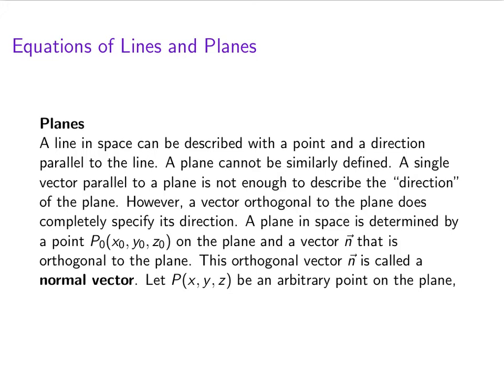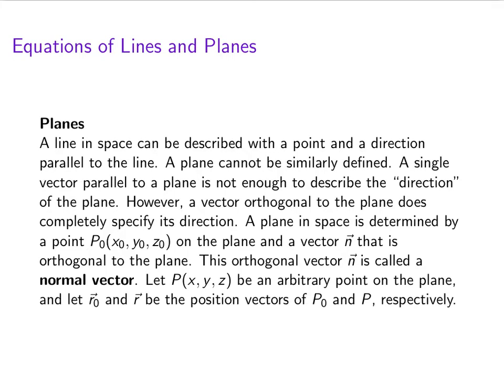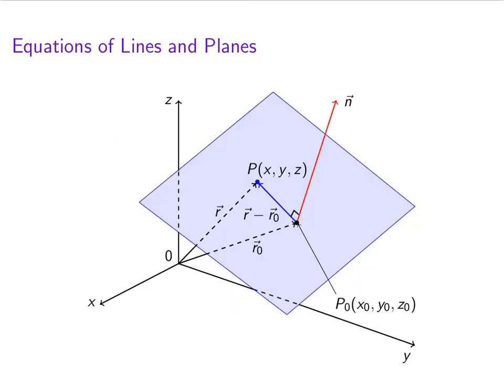Now let's let P be some arbitrary point on the plane. It has coordinates x, y, z. Let's let r0 and r be the position vectors of P0 and P, respectively. Then we can say that r minus r0 is the vector P0P. Here's a picture of what's going on. So P0 and P are points in the plane.